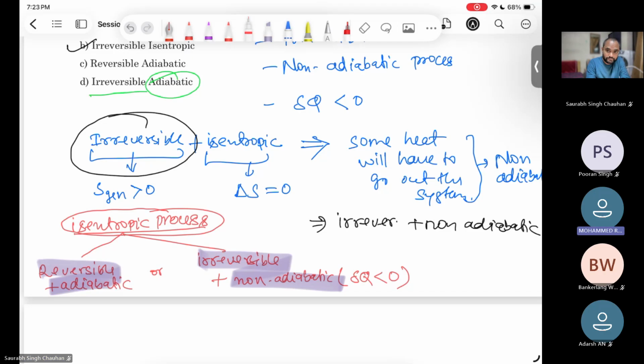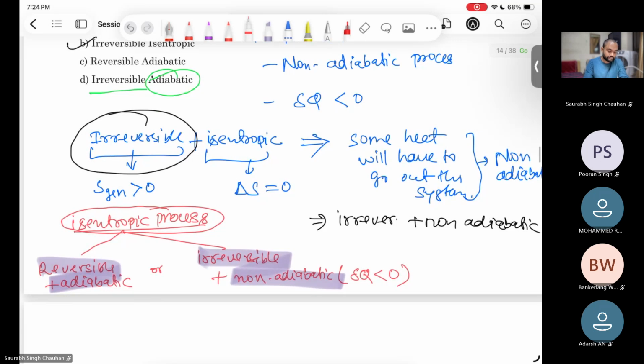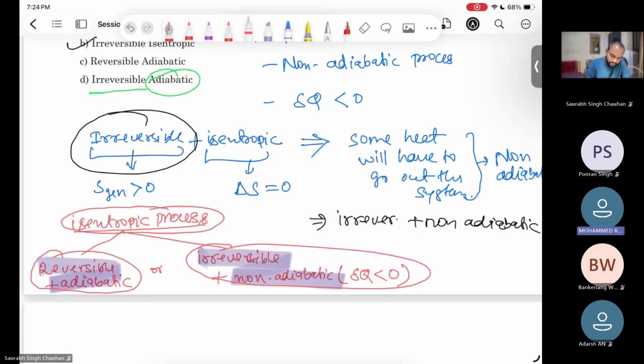Sir, the irreversibility of the process doesn't make the adiabatic process non-adiabatic. Adiabatic and isentropic are two different things. The irreversibility of the adiabatic process doesn't make it non-adiabatic. No. Adiabatic simply means that there is no heat transfer. There can be irreversibilities inside the system.